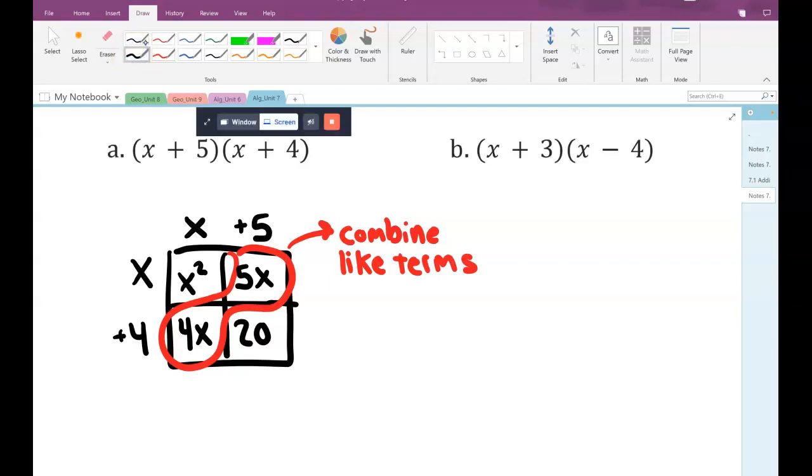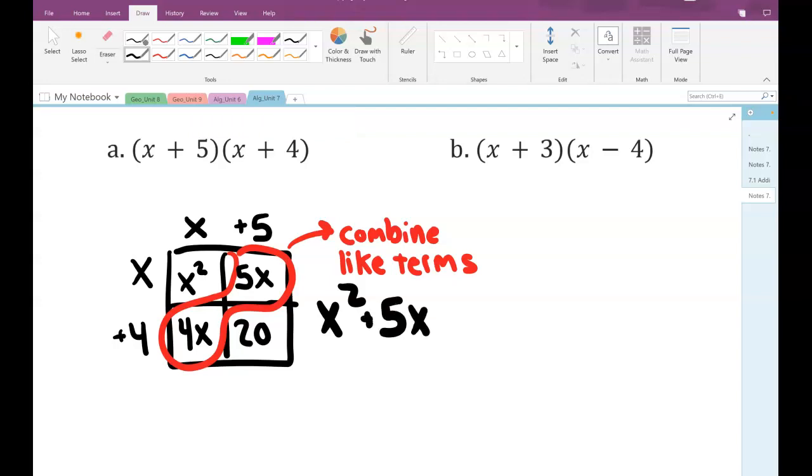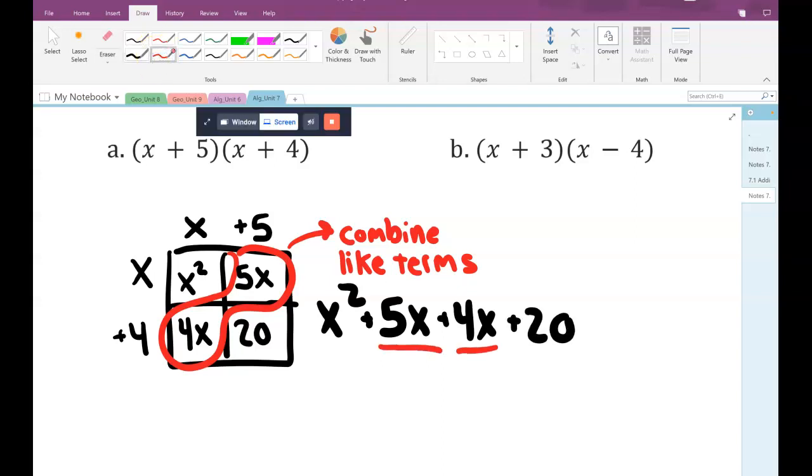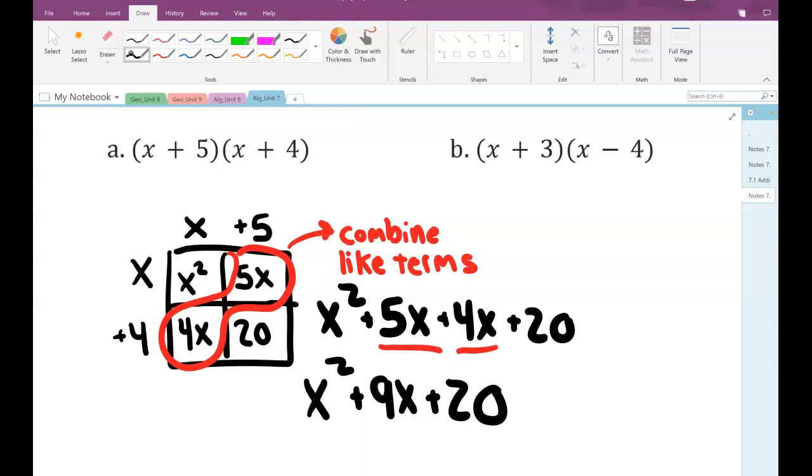You may see some people write it out like this. I write out everything that's in the box, like an x squared. Then I write plus 5x plus 4x plus 20. So then we see here that we have like terms, just like we have in the diagonal of our box. So when we combine like terms, we have x squared plus 9x plus 20, and then that's our final answer. It's a trinomial of the second degree with the leading coefficient of 1.